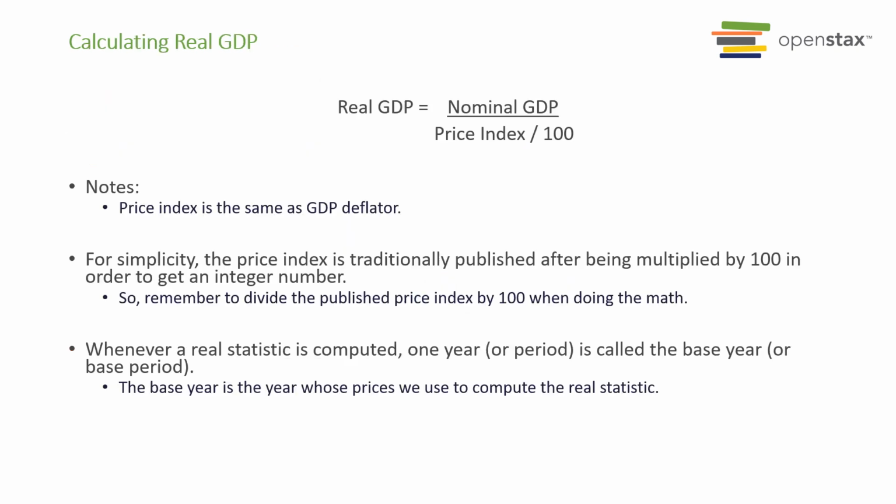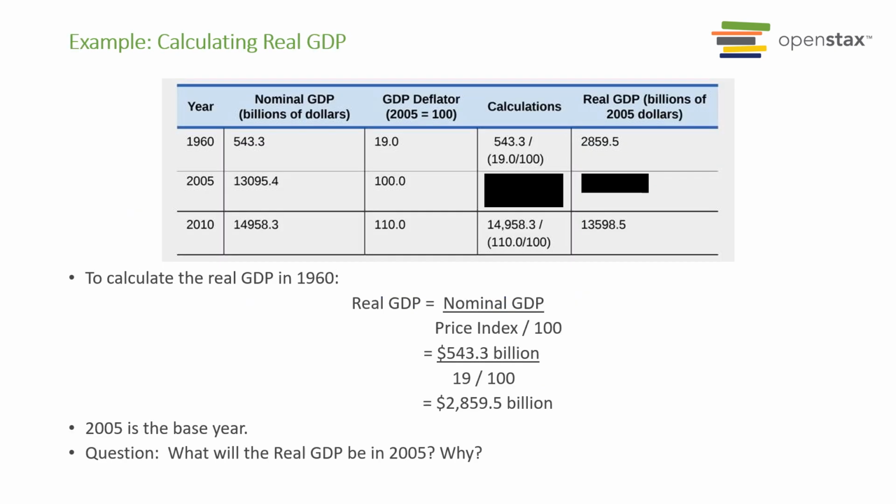So the formula for it: your real GDP equals your nominal GDP divided by price index over 100. Now, guys, be very careful. This is by itself, right? So first use your price index divided by 100, and then use the nominal GDP over that. Okay, so you're going to see a question like this on your quiz, and also on your test as well.